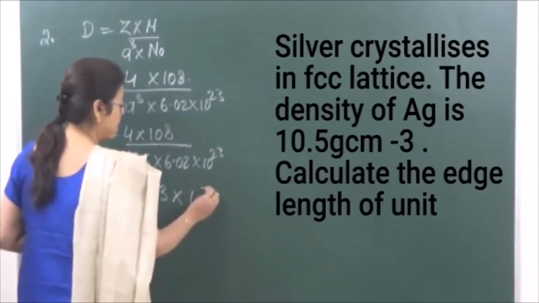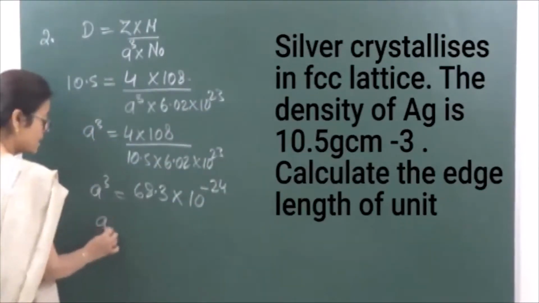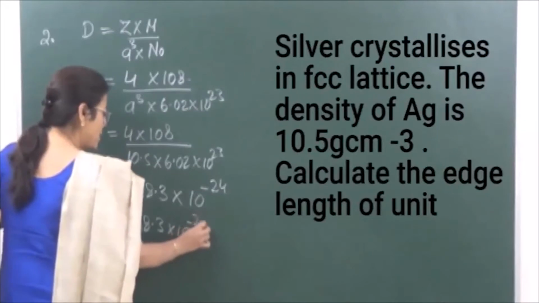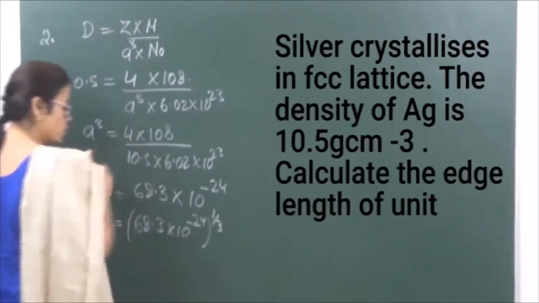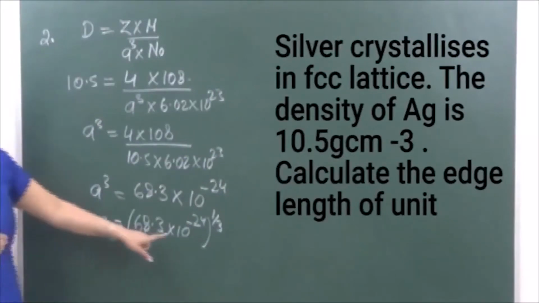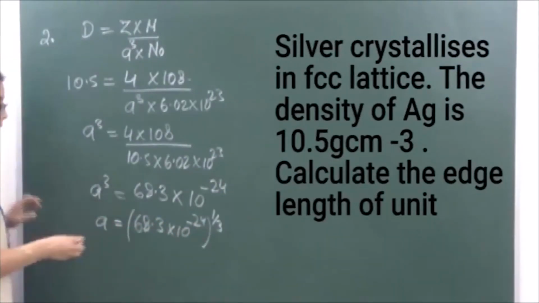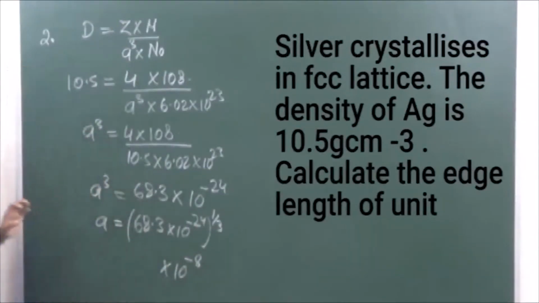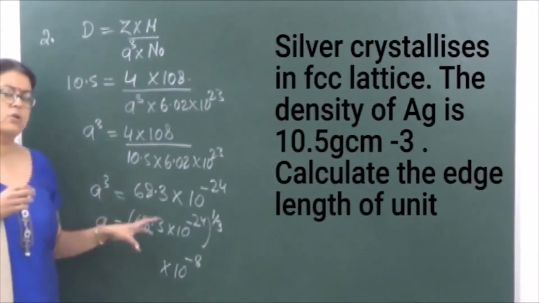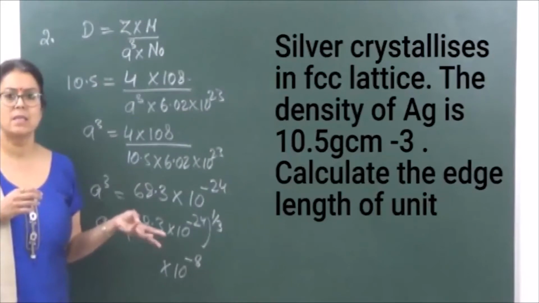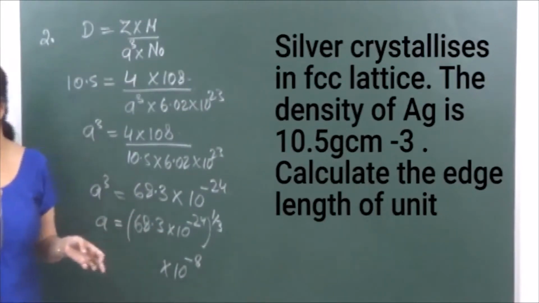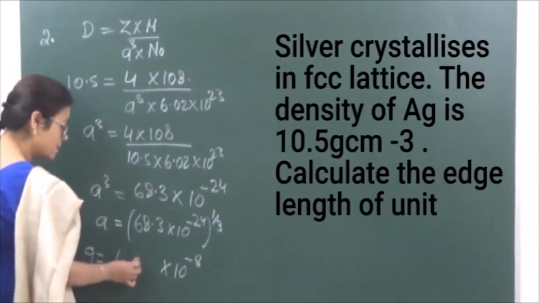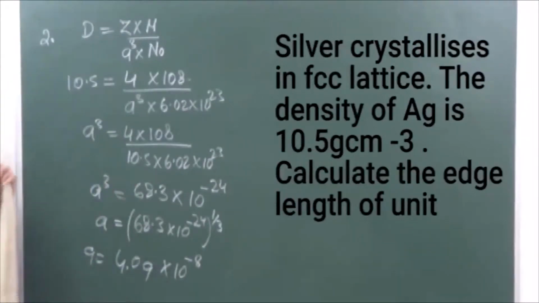So A क्या आ जाएगा? That will be the cube root of this 68.3 into 10 raised to power minus 24 का cube root, right? अब जो 10 raised to power minus 24 है उसको हम 3 से डिवाइड करेंगे तो वो आ जाता है 10 raised to power minus 8. 68 का हमें cube root कैलकुलेट करना है, so you can do it. 4 4s are 16, 16 4s are 64, so the answer should come to 4 point something, and the answer is coming as 4.09 into 10 raised to power minus 8.